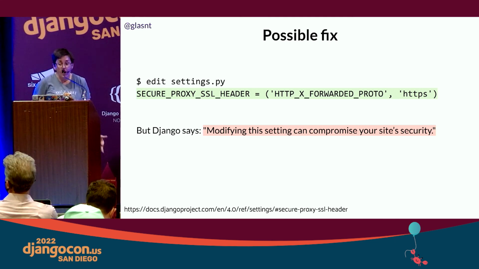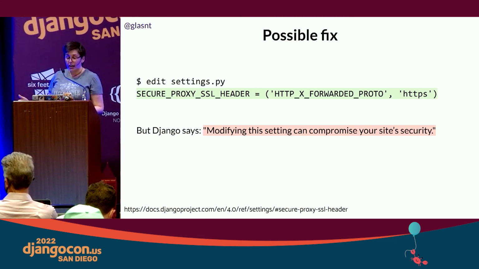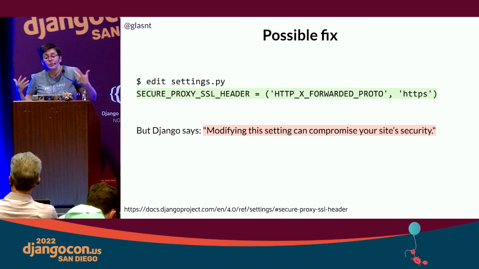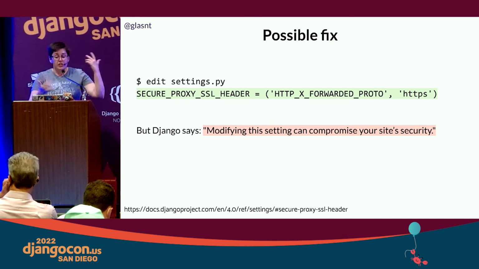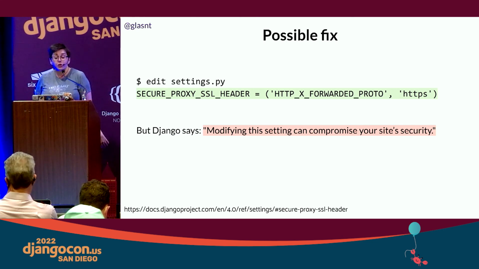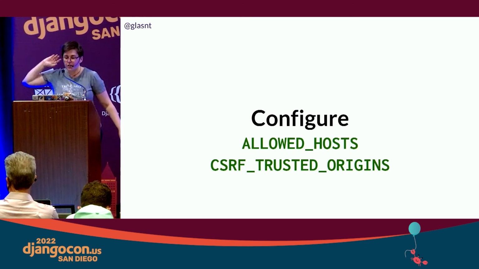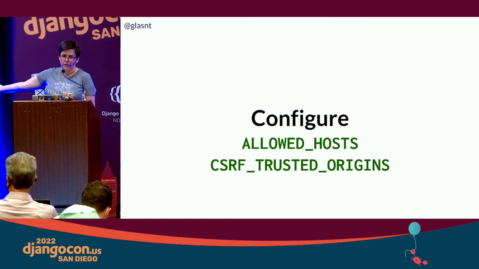You could also configure the secure proxy SSL setting, which means that Django would never get to the get scheme code and thus never have to do the Gunicorn dance. But the Django docs say that modifying this setting can compromise your site's security. It also lists a bunch of things that you have to confirm are true before even thinking about adding this setting. Or, now hear me out here, you could just configure allowed hosts and CSRF trusted origins.